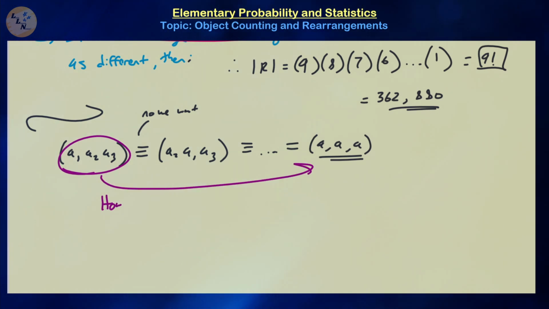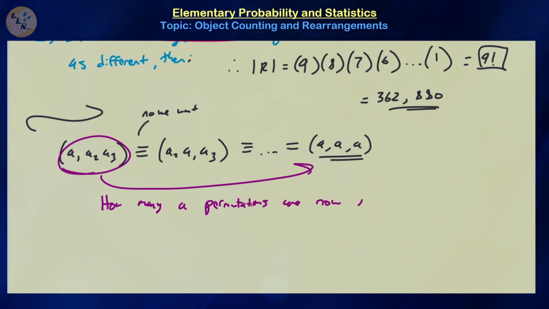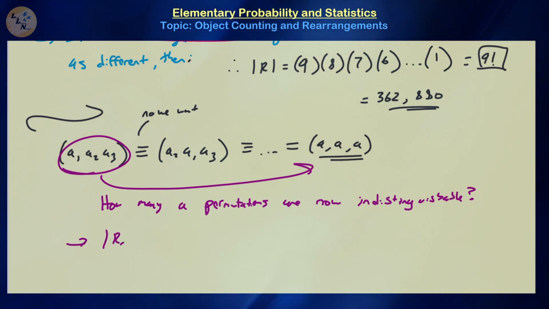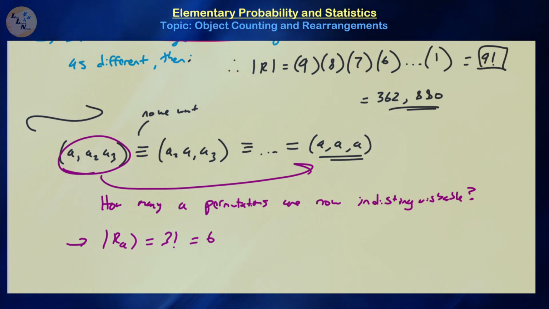So how many A permutations are now indistinguishable? That is, you can't see the difference between them. So that's clearly going to be equal to 3 factorial, or 6 of them. So there's 3 factorial, or 6 different permutations of these A's that are now the same to me.